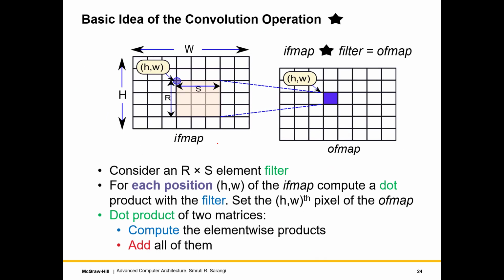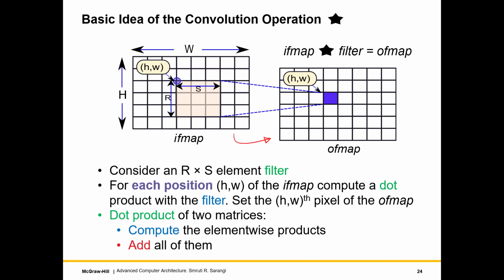So, what is the basic idea of the convolution operation again? Let's consider an input feature map with H standing for height, rows, and W standing for width, columns. Consider a point small h, small w. This is the coordinate of this point. So, I overlay the kernel over here, where the kernel has R rows and S columns.